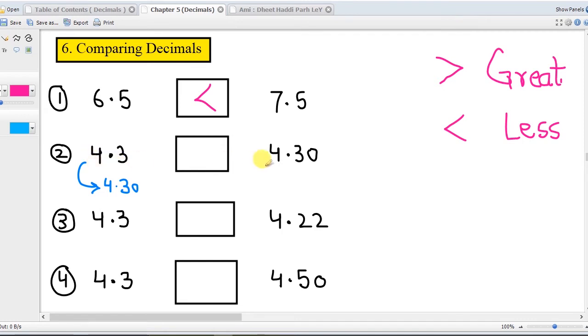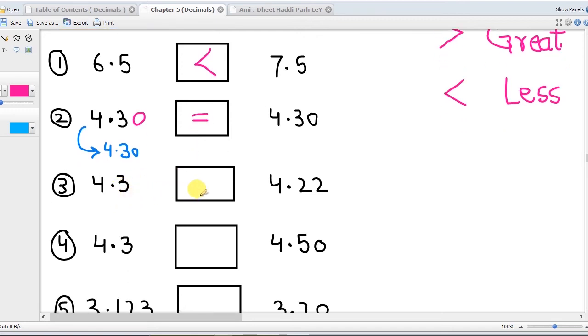So 4.3 and 4.30. Always first try to match the number of digits before comparing them. Over here we have 2 digits and in the second number we have 3 digits. So let's complete the number. If there is no digit after 3, you can put 0 here, because after a decimal point we are allowed to put as many zeros as we like since they do not change the value. So now the numbers are equal. This is 4.30 and 4.30, so both numbers are the same, and the sign for equal is the equality sign.